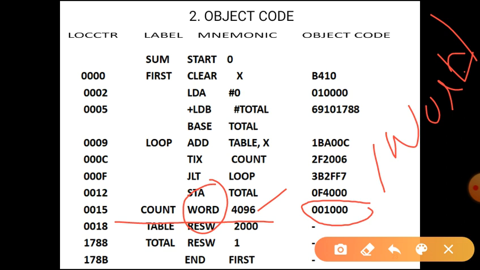Observe the location counter value. You don't increment by 4096; it has to be incremented by 3. 0015 plus 3. Why plus 3? WORD indicates reserve one word, and one word is nothing but 3 bytes. So 0015 plus 3 gives 0018, and under the object code you have to write 001000, the hexadecimal representation of 4096. The meaning of WORD is reserve one word and initialize it with that value.